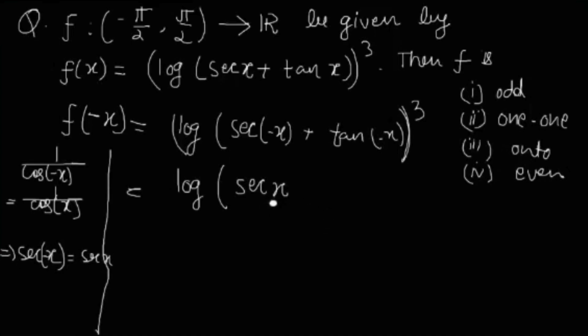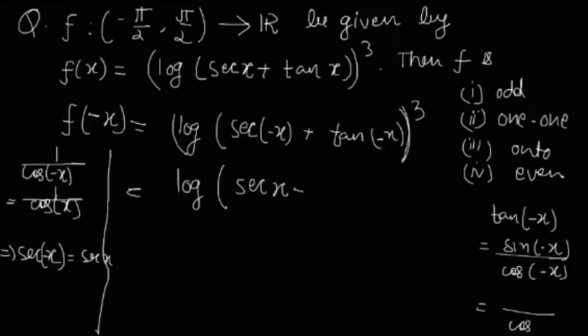So this will be log of sec of x minus tan of x. A minus will come because of sine. The tan of minus x is sine of minus x by cos of minus x, right? But cos of minus x is cos x, and sine of minus x is minus sine x. So you can just take this minus out, and what will remain is minus of tan x. So this plus will become minus of tan x, whole cube.